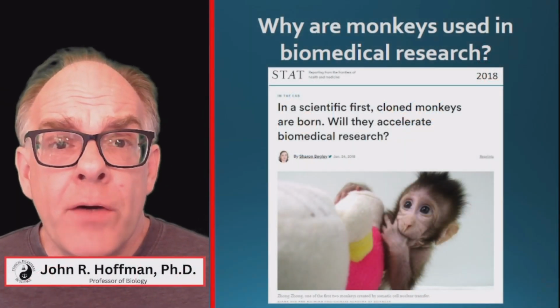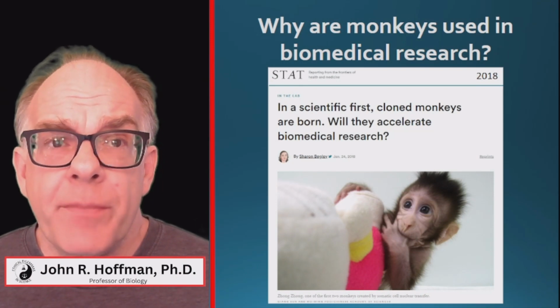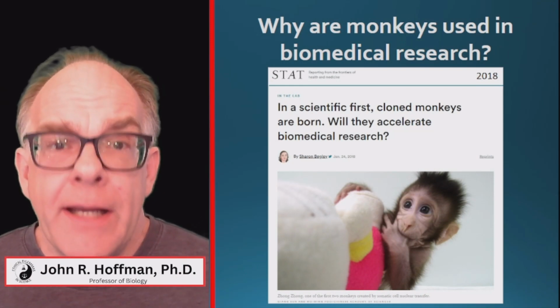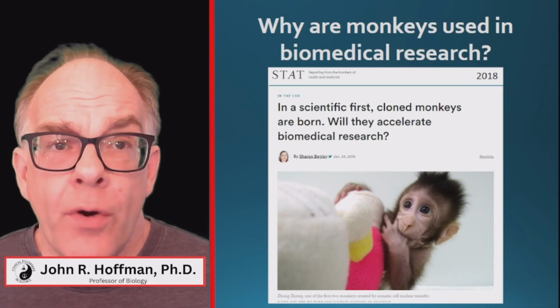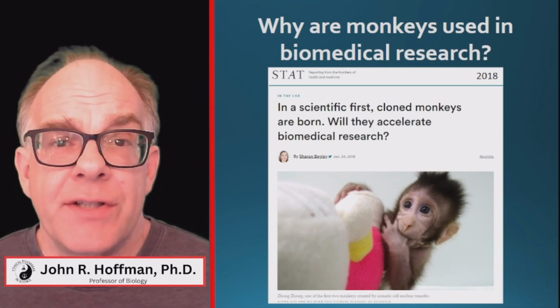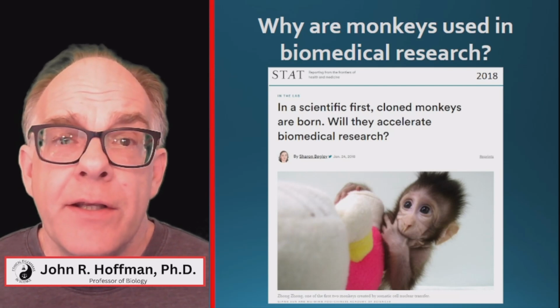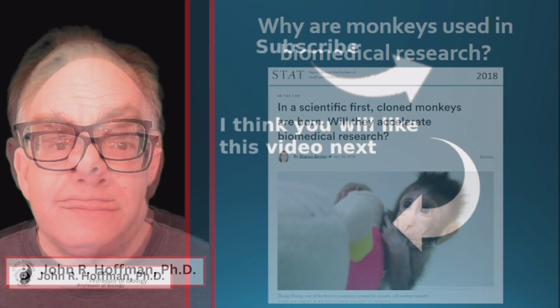So now with this better understanding of the cloning process, we can consider, is cloning something that we need to do? There are claims that cloning monkeys and other organisms will accelerate biomedical research, but are there ethical considerations that we need to think about prior to advancing the use of cloned animals?